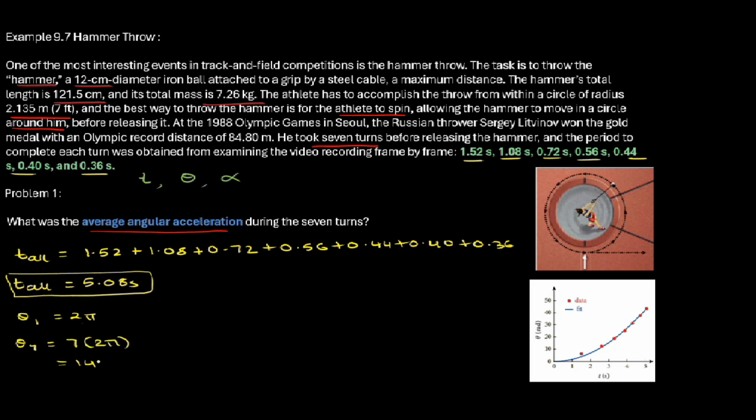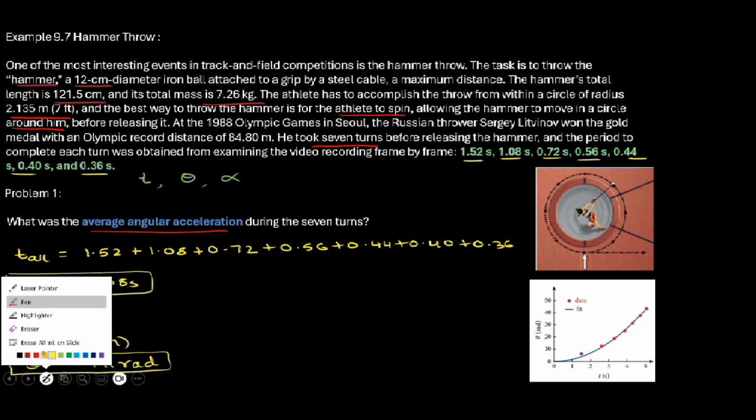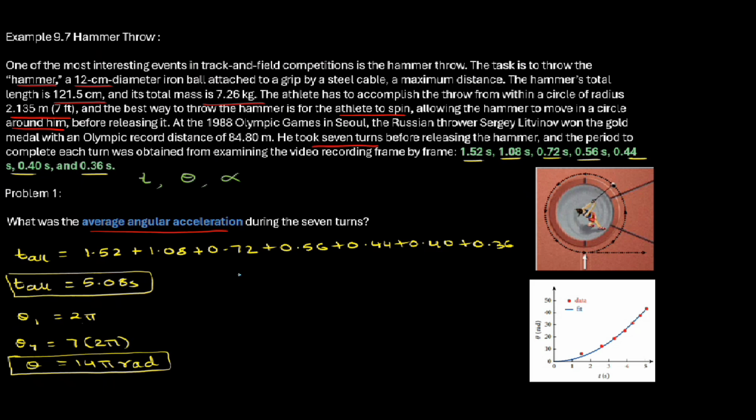That will give me 14 pi radian. This is my theta. After finding these two values, now I can calculate the average angular acceleration.